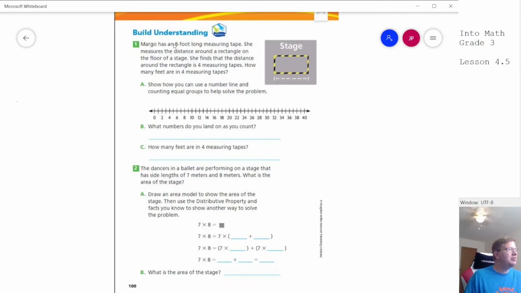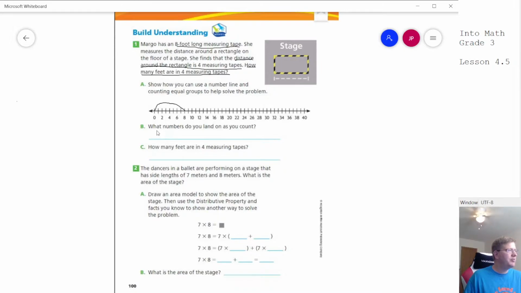So what we want to do is we are working with an 8-foot long measuring tape. We want to find the distance around the rectangle is measuring 4 tapes. How many feet are there in 4 measuring tapes? So we can skip count by eights 4 times.